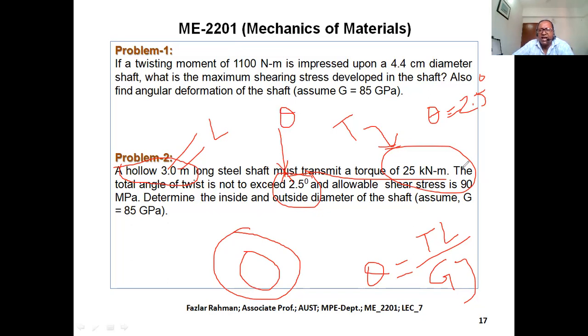Allowable shear stress is 90 megapascal. What is that? The value of tau. That means in this shaft, your shear stress should not be more than 90 megapascal. So you can say tau equals 90 megapascal. Now it's saying to figure out the inside and outside diameter of the shaft, or radius. Say this will be the outside diameter D naught, and if you measure the inside one, this will be D i. That you need to solve. We need to figure out the geometry of the shaft.